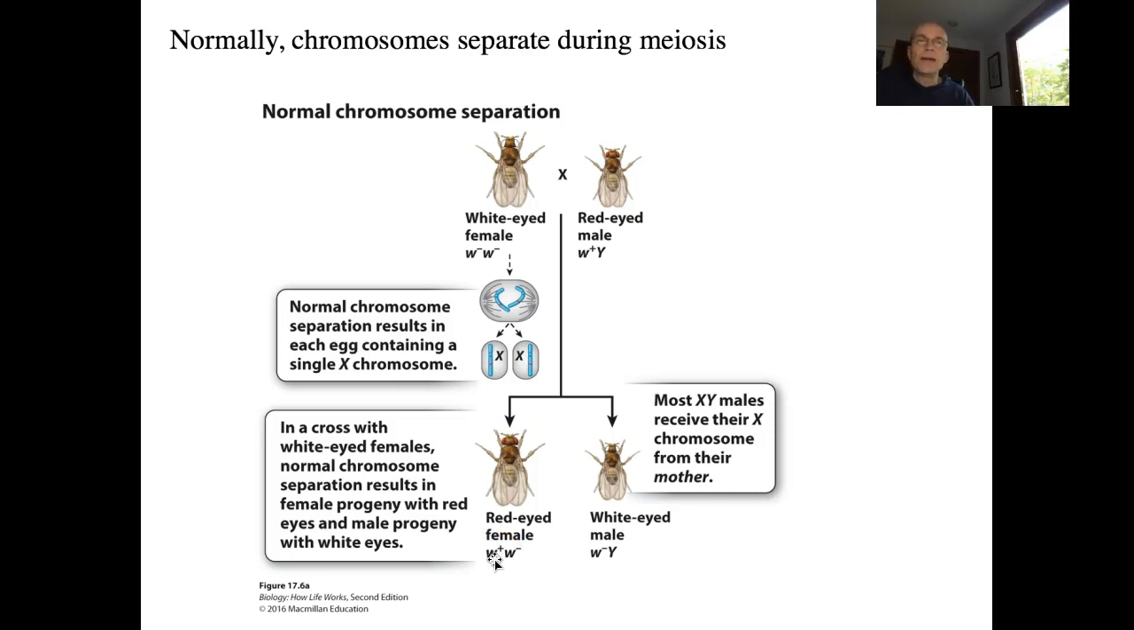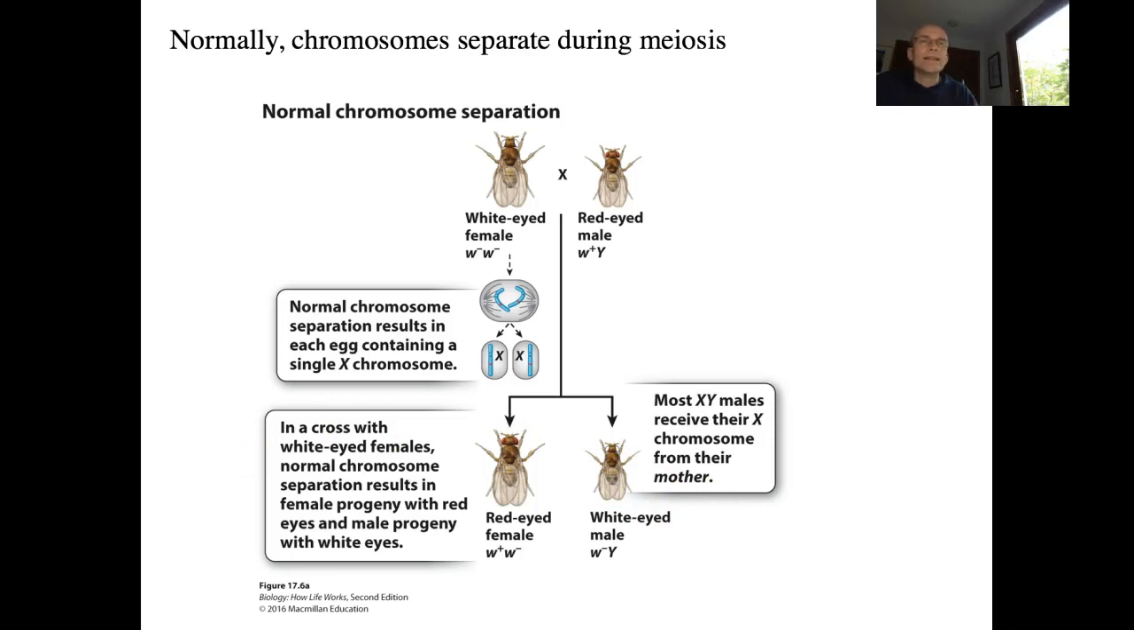And then the males would have the Y chromosome, and they would always get one of those two alleles, which are the same alleles in this case when you use a white-eyed female. And so he would always get the W minus and the Y chromosome. So you would assume that XY males receive their X chromosome from their mother.